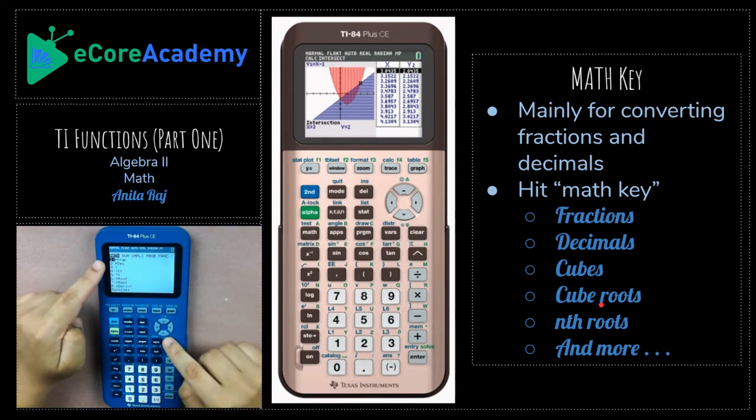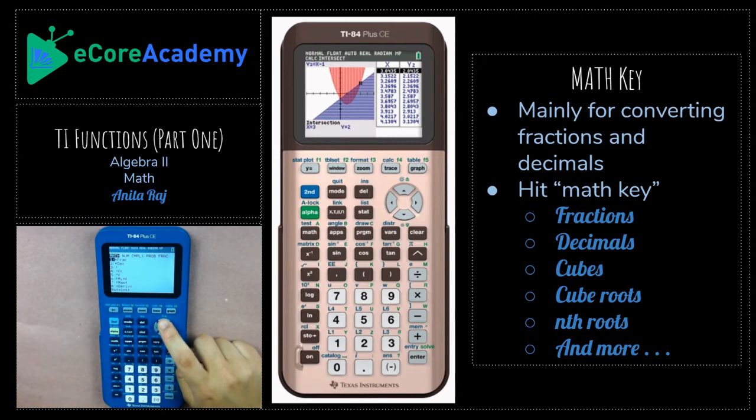Like if you see up here, my first option is fraction. Second is decimal. Third is cubing a number. Fourth is the cube root of a number. Fifth is the nth root of a number. And then so on and so forth. You have so many different functions. So that's what the math key does.